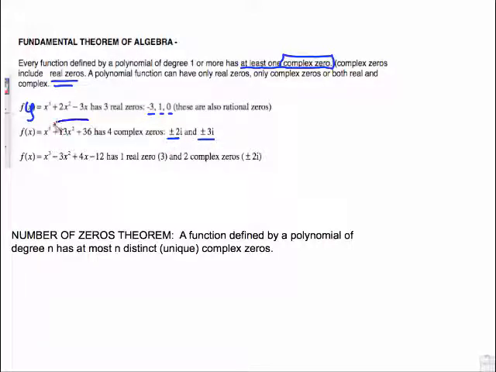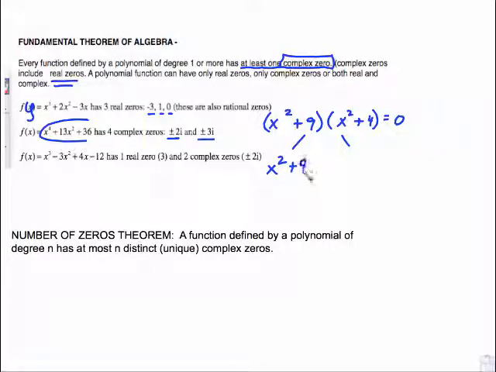Well, this happens to factor as x squared plus 9 times x squared plus 4. Set it equal to 0 to solve. Set each one equal to 0 and solve. x squared plus 9 equals 0. The only way to solve this is to subtract 9 from both sides. Take the square root, and there is your imaginary plus or minus 3i. And the same thing's going to happen over here with x squared plus 4.